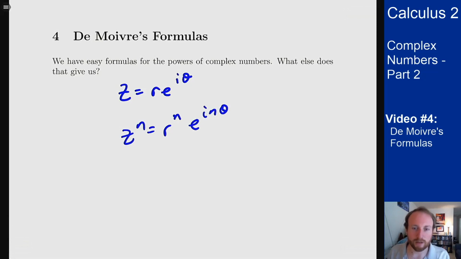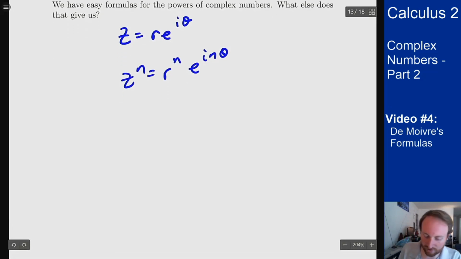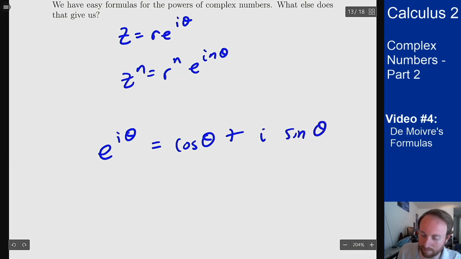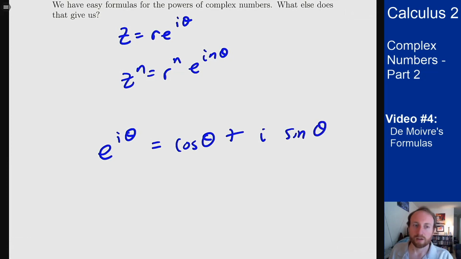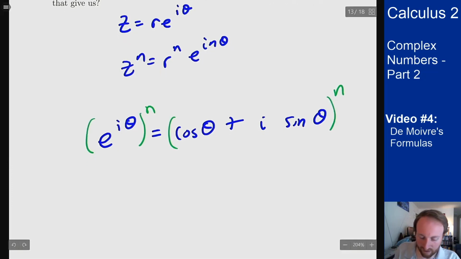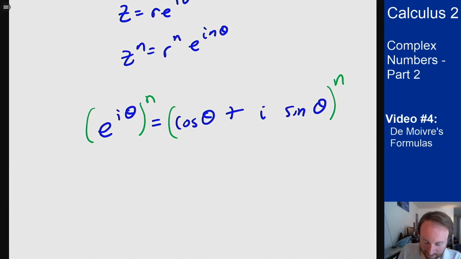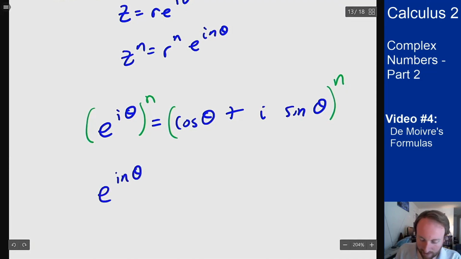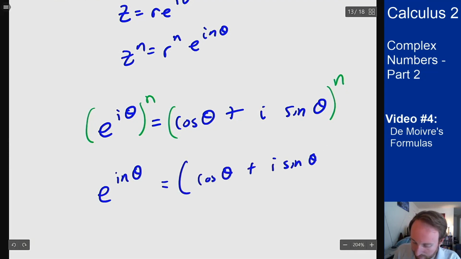Let's set r to be 1 and see where that gets us. Now I'm just looking at the complex number e to the i theta. Now I know this is the same thing as cosine theta plus i sine theta based on how our numbers are defined. Now what can I do? Well, I can raise both sides to the nth power. And what do I get from that? On the left-hand side, I get e to the i n theta. And on the right-hand side, I get this power of sines and cosines: cosine theta plus i sine theta to the n.